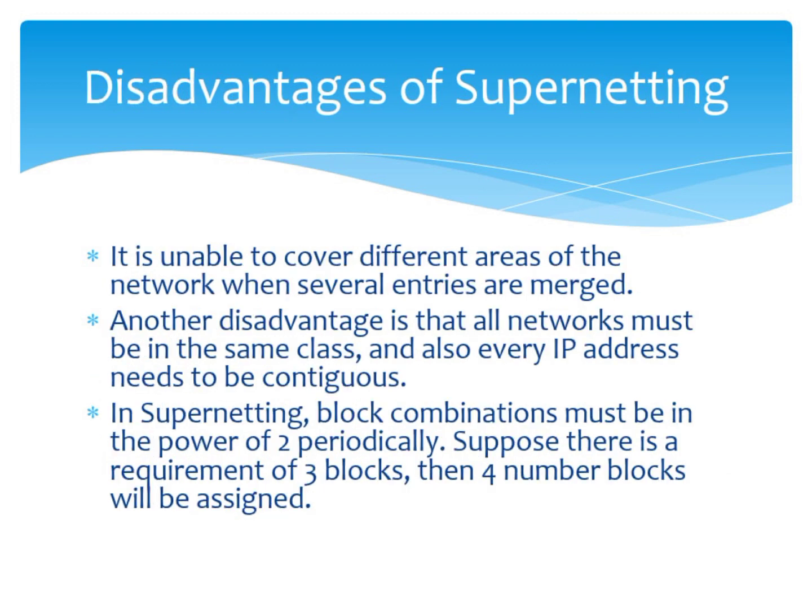There are some disadvantages of supernetting. It will not be able to cover different areas of the network when several entries are merged. Another disadvantage is that all networks must be in the same class and also every IP address needs to be contiguous. In supernetting, the block combination must be in a power of 2. Suppose there is a requirement of 3 blocks, then 4 blocks will be assigned.